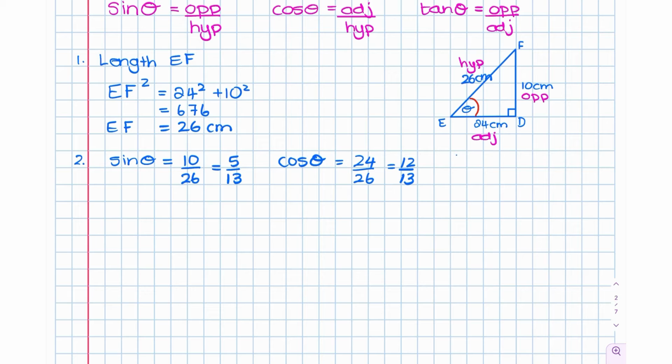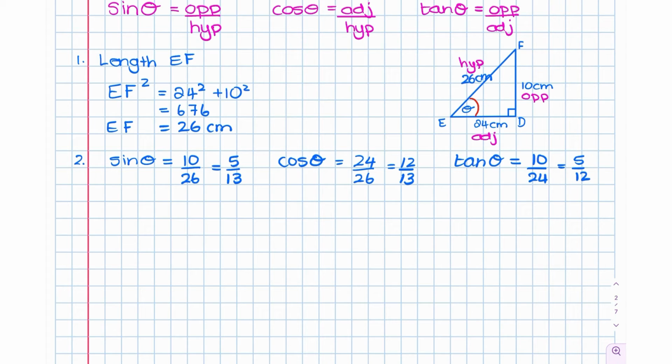And then lastly we can do tan theta. So tan theta is going to be the opposite, which is going to be 10 centimeters, over the adjacent, which is 24 centimeters, so 10 over 24, and that's going to give me 5 over 12. And that's all we need to do.